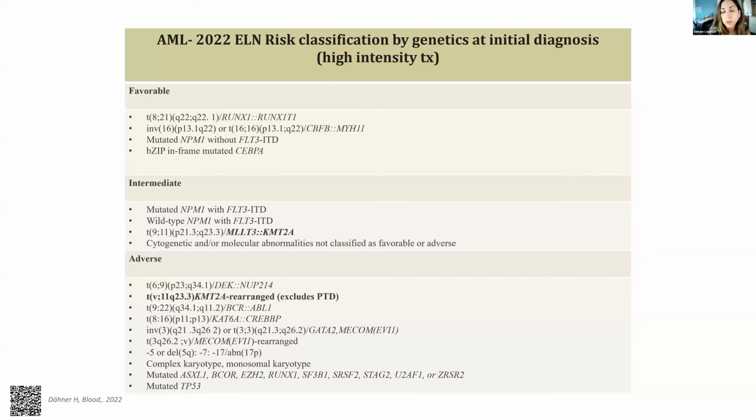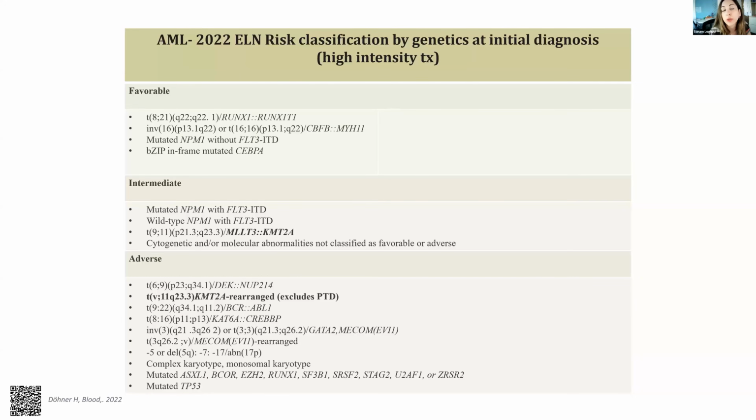We just talked about this, but one of the things that I want to highlight is that the ELN-2022 risk stratification system is based on younger patients receiving high-intensity therapeutic regimens. So this was really not designed for patients that are receiving HMA and ven-based therapies, which is currently the standard of care for older patients above 60 or 65 years old, or those patients that are not fit enough to receive intensive therapy. So with that, the field recognized that we needed to update the risk stratification systems to be in line with our therapeutic regimens.